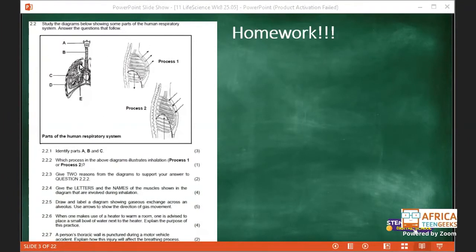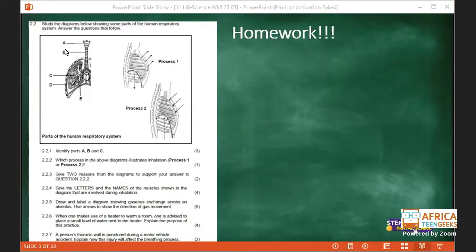Okay. So here we have our diagrams. This is the diagram of the respiratory system. And then here we have a process which is shown, and here we also have a process which is shown. So question 2.2.1 states, identify parts A, B, and C. So guys, I'm going to need answers from you before I reveal the correct answer. So even if it is the first time you're joining, just do not hesitate to send through your answers.